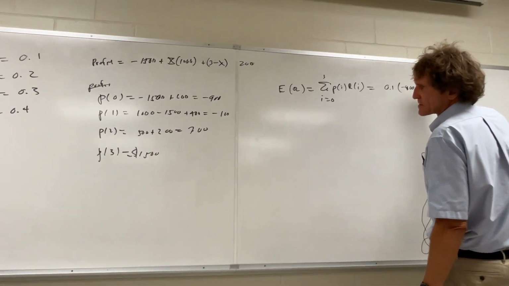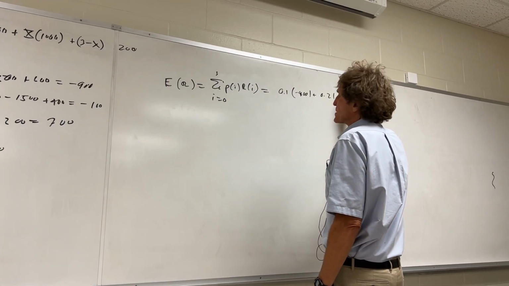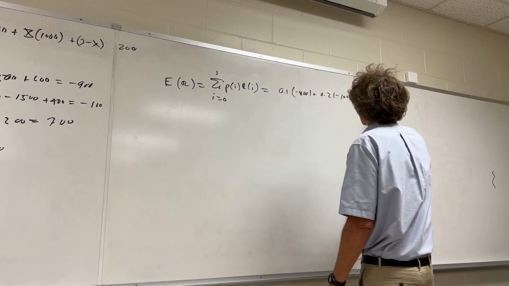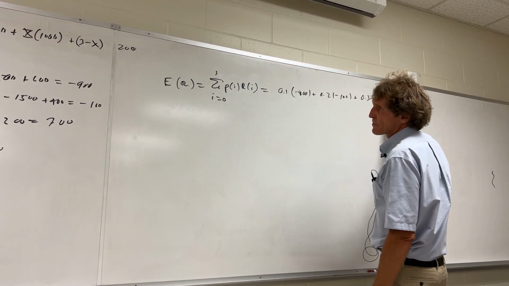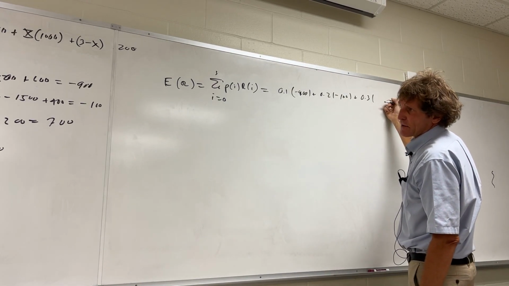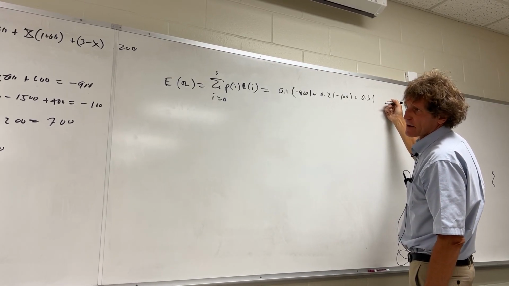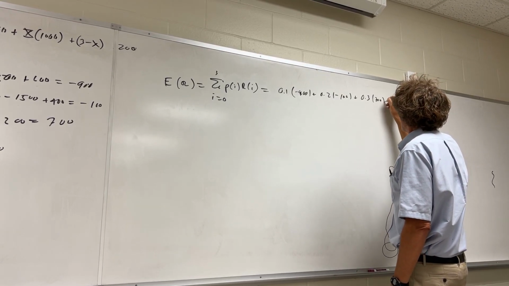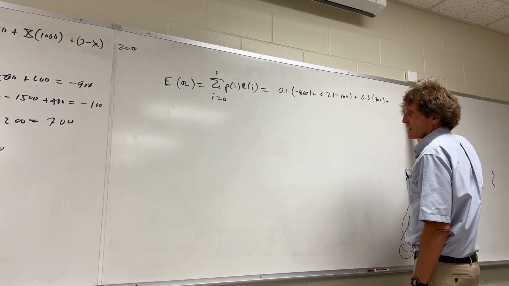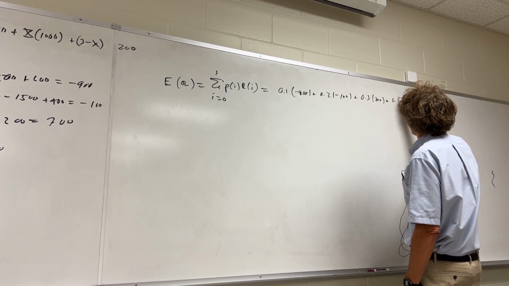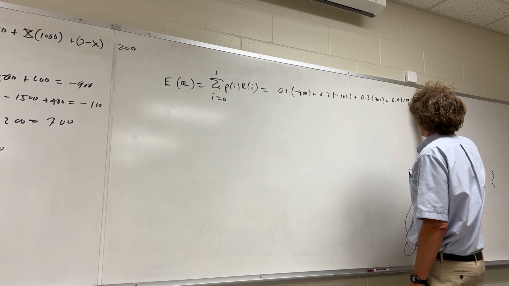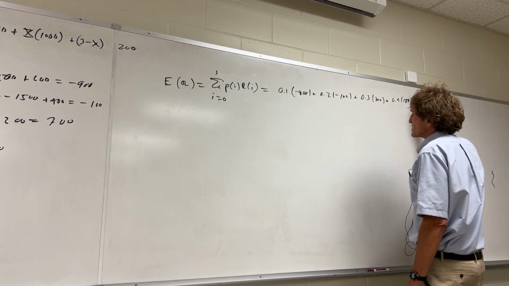What is that? 0.2 times the revenue for 1, which is minus 100, plus 0.3 times the revenue for 2, which is 700, plus 0.4 times $1,500, and that's just as straightforward as it gets for this.